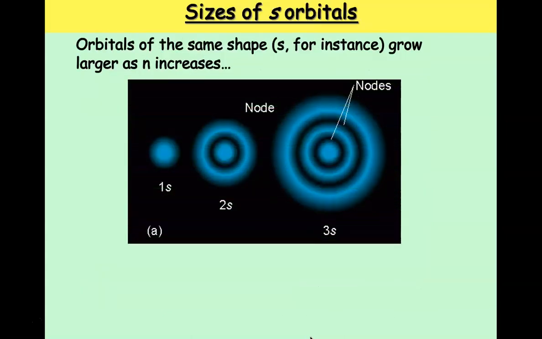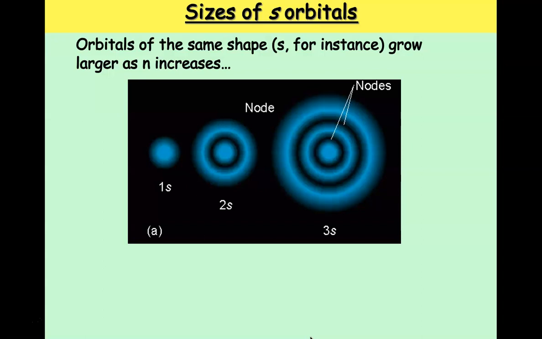Our sizes of s, we've mentioned in the past that when you go from 1s to 2s to 3s, it's like the 1s is a golf ball, the 2s is a tennis ball, the 3s is a softball, then 4 could be a soccer ball, 5 could be a basketball, 6 could be a beach ball, and 7 could be a hot air balloon, just for fun. Why not?